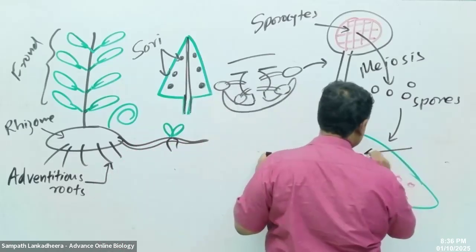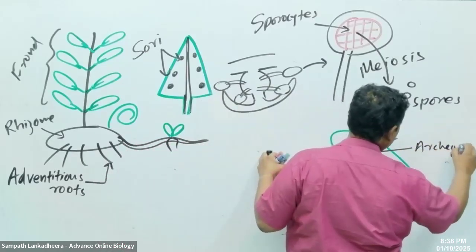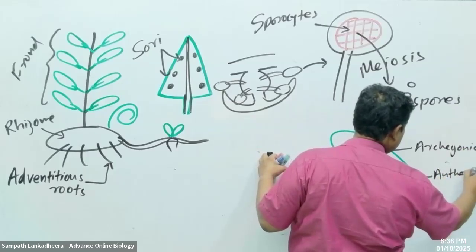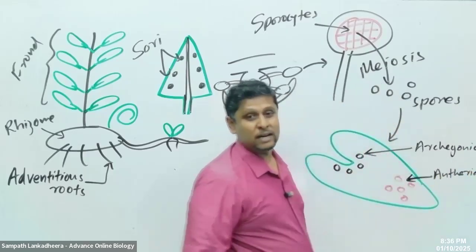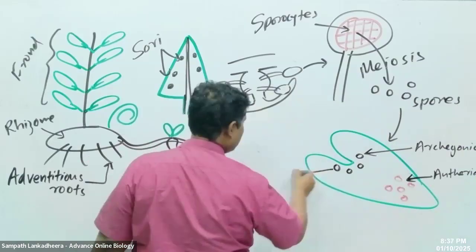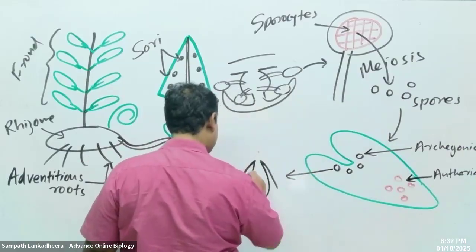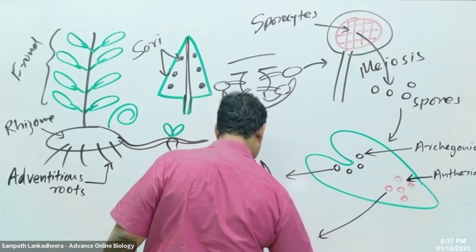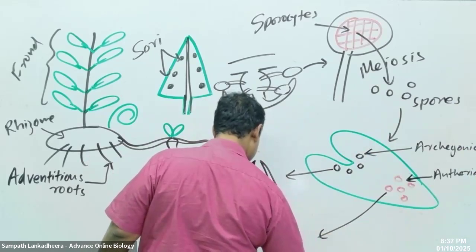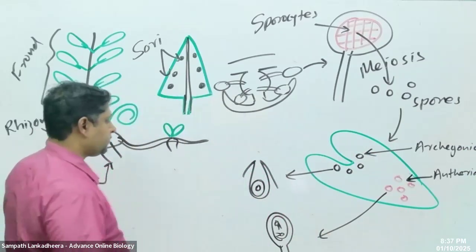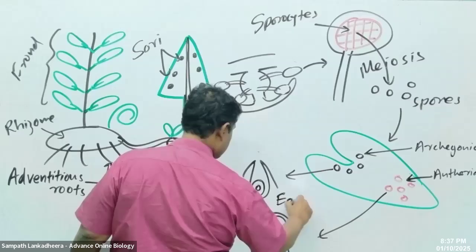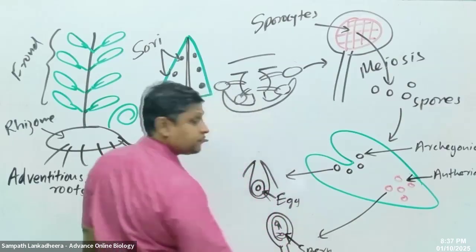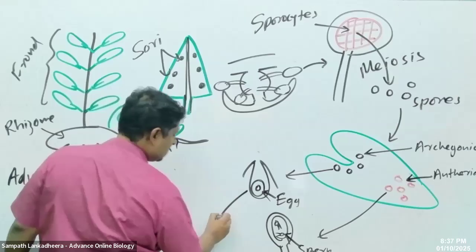So what do you call them, people? This is archegonia, and these are antheridia. The archegonia bear the egg. This is the egg. The antheridia form the sperms inside. So this is the egg, and here the sperm. Egg and sperm unite.